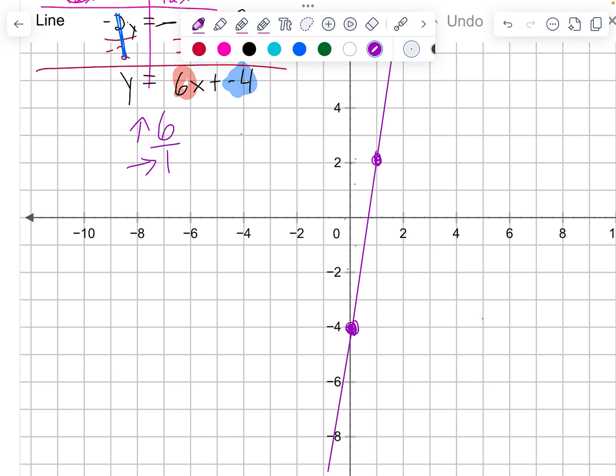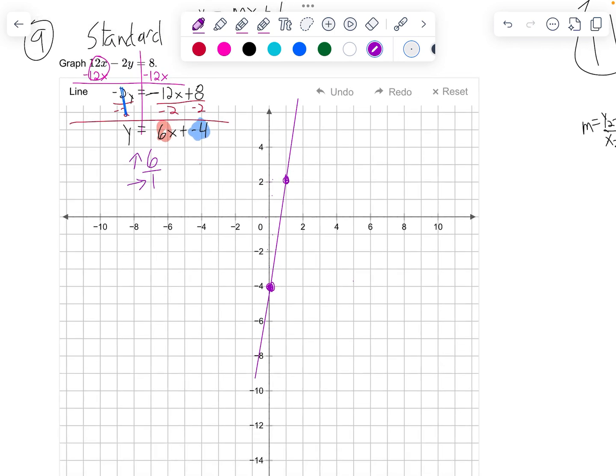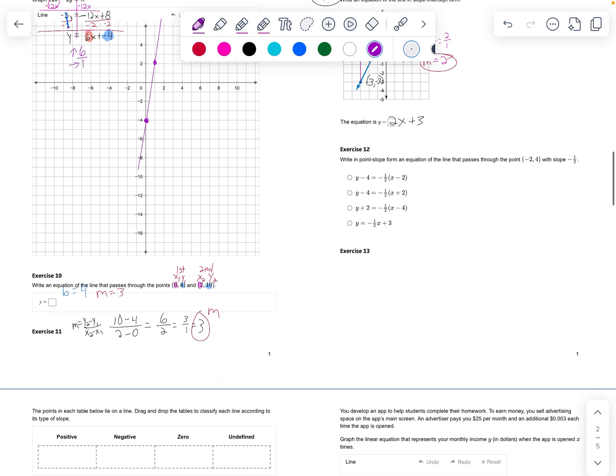And line it up. Okay, and there you go. There's your line. Okay, and it'll do for you on big ideas.